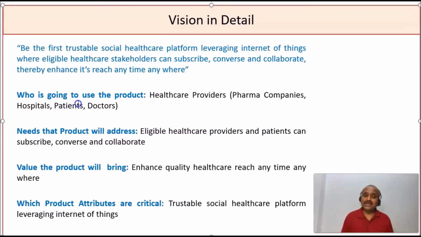So if you want to build products that customers love, first we need to have a proper vision, and we also need to build this vision on critical attributes, and these attributes along with the vision should be very clearly understood by the product building team.